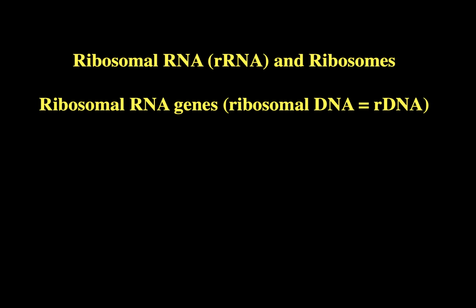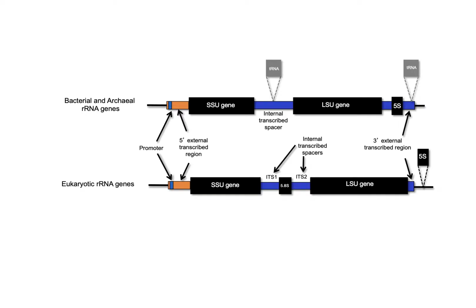Hi there. In this video, I'm going to be talking about ribosomal RNA, or rRNA, and ribosomes, and ribosomal RNA genes that are abbreviated rDNA. Ribosomes started evolving around 3.5 to 4 billion years ago, and they've expanded greatly since then, mostly in the first billion years of life. Anyway, there are differences between bacterial, archaeal, and eukaryotic ribosomal RNA genes.